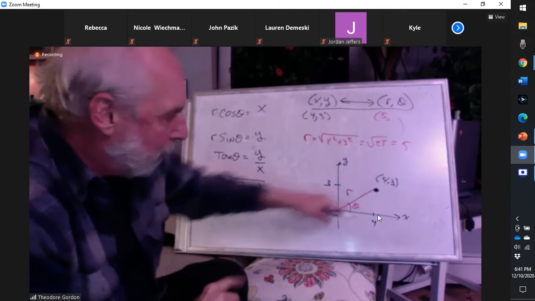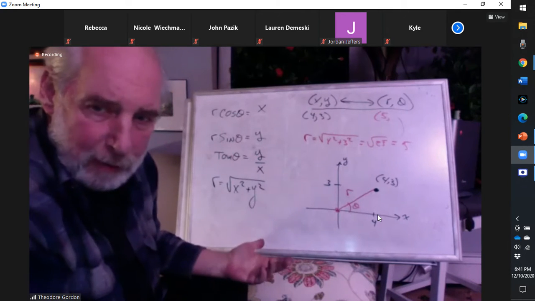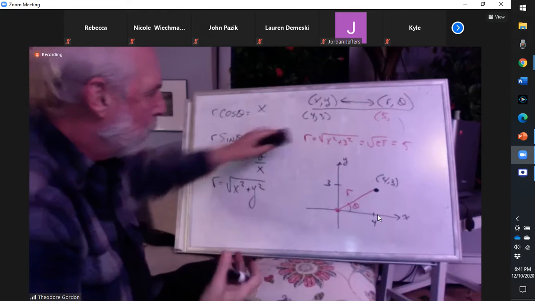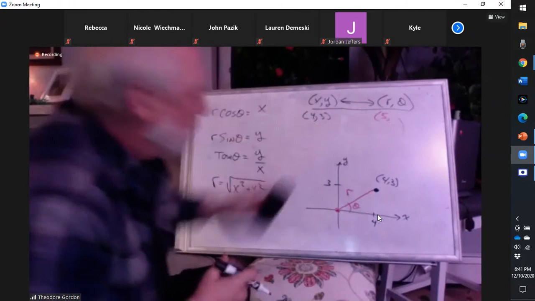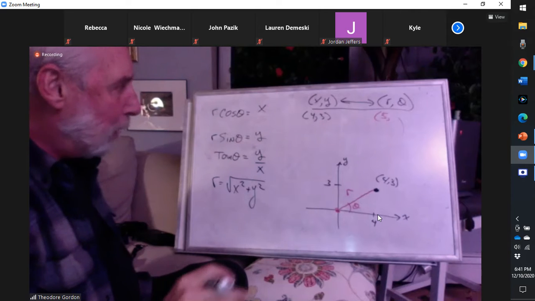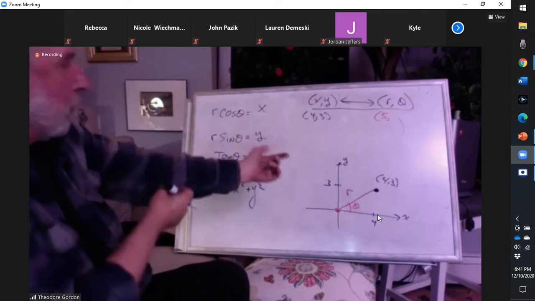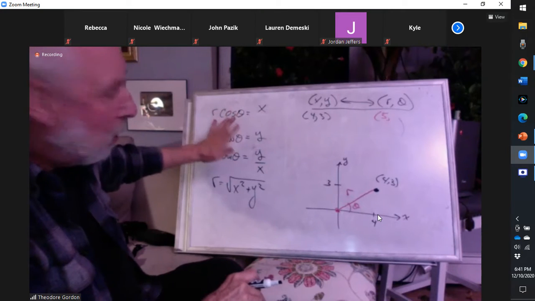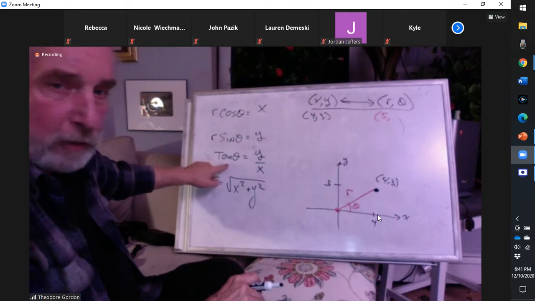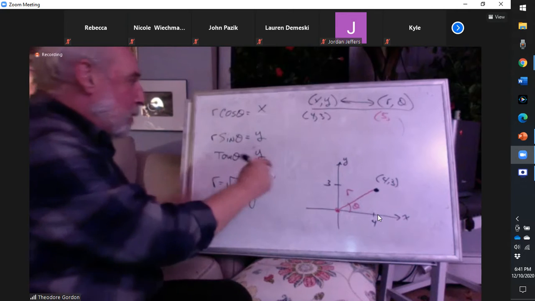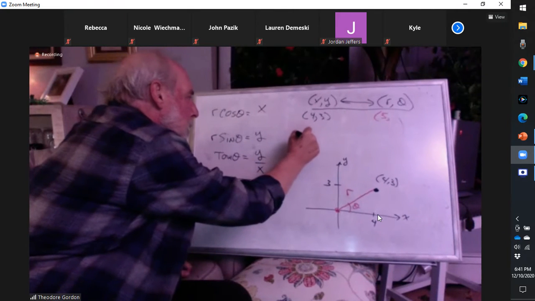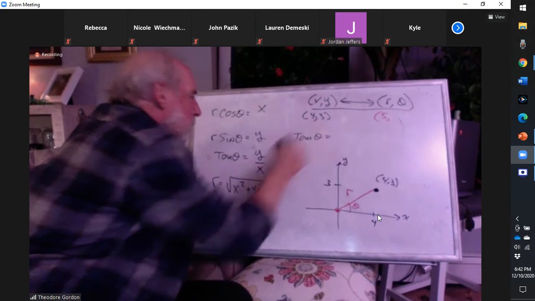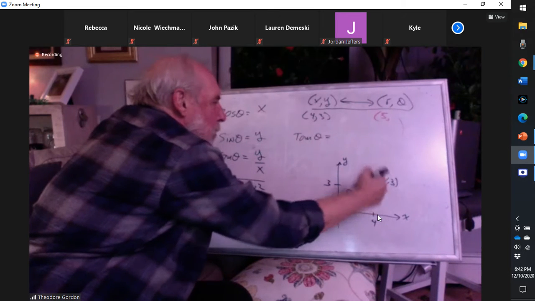Now we need to figure out what the angle is, but that's not such a big deal. So now we'll go back and find the angle. We have a couple of ways to do the angle because we have r. We can use pretty much all of these, although often it's easier to use tangent. So the tangent of the angle is y over x.